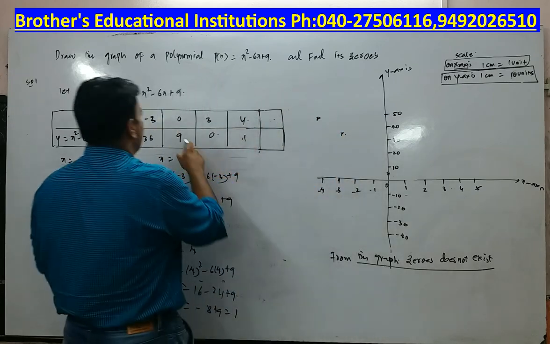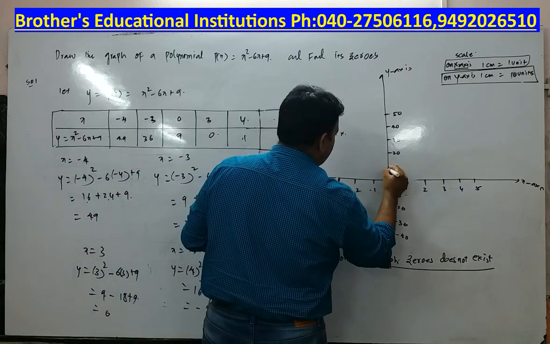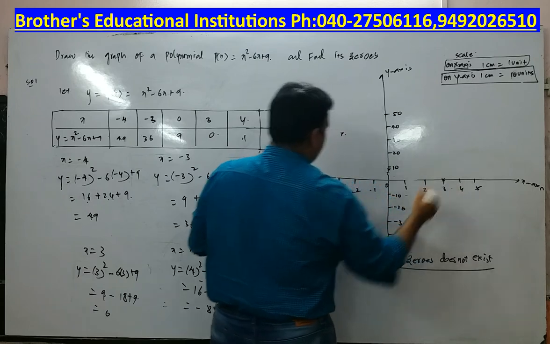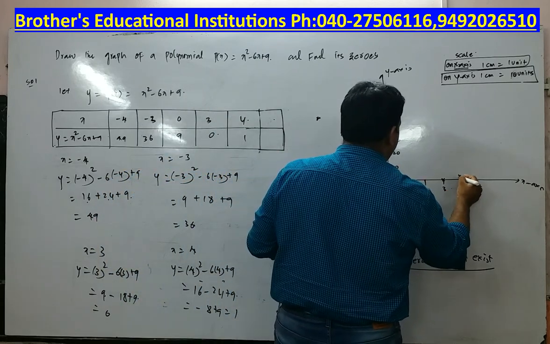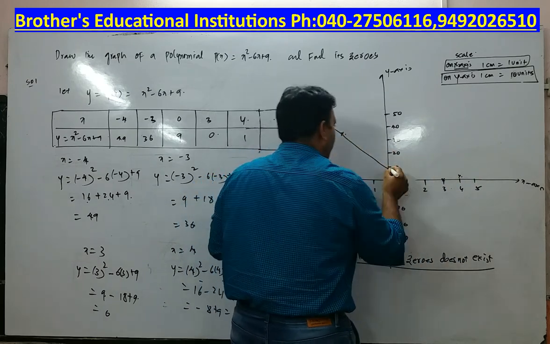For x is equal to minus 2, minus 2 is not there. For 0 it is 9. 9 means closer to 10. For 3 it is 0. Now for 4 it is 1. 1 means somewhere above. So my graph, when I join these points, it will be like this.